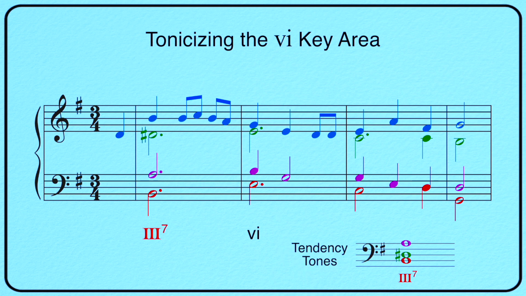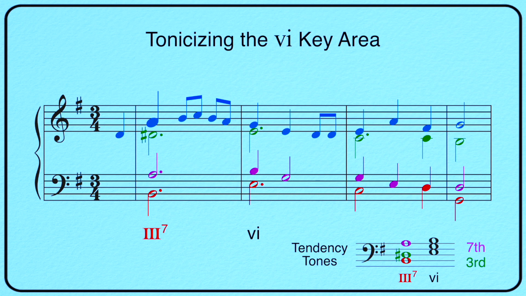Now the 2 tendency tones are the 3rd and the 7th, D sharp and A. When going from a secondary dominant to the chord we're tonicizing, the 3rd resolves up and the 7th resolves down. The D sharp resolves up to E, while the A should resolve down to G. So let's see if that happens in our music. Here's the alto with the 3rd, D sharp, and that resolves up to E. Now the tenor with the 7th. It should resolve down, but it doesn't.